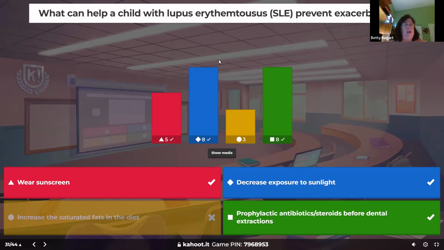There is no need for increasing fats in the diet. That has nothing to do with lupus. A normal diet is fine.